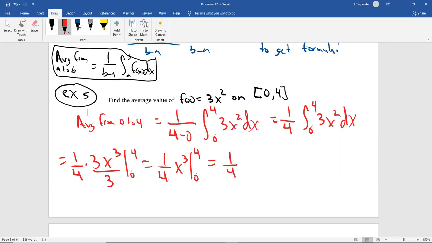So that's 1/4 times 4 cubed minus 1/4 times 0 cubed. 0 cubed is 0, so there's no subtraction. You could cancel one of these 4s and just say that's 4 squared, or you can say 4 cubed is 64. 64 divided by 4 is 16, which is also 4 squared. So we get 16.